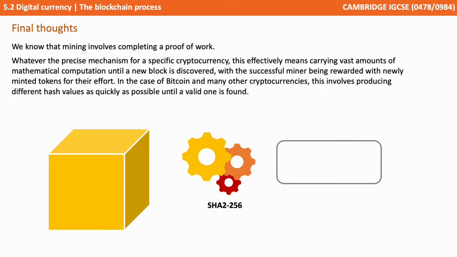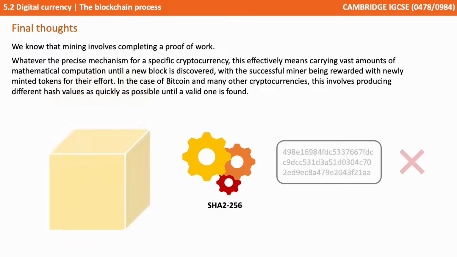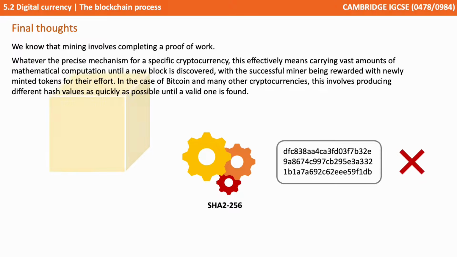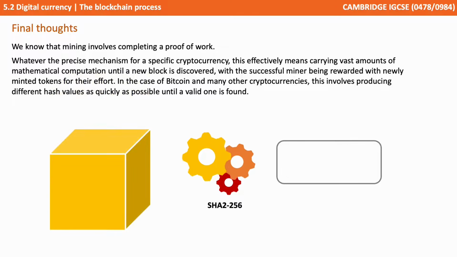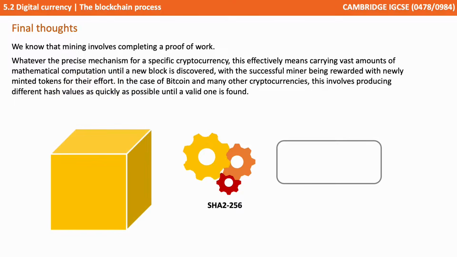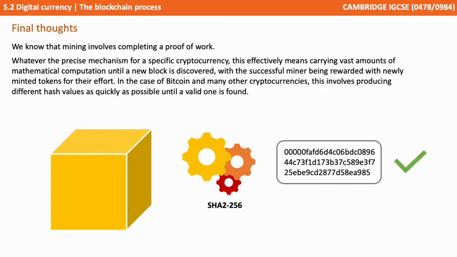Now, before we finish with this video, I want to leave some final thoughts. We know that mining involves completing a proof of work. Whatever the precise mechanism for a given cryptocurrency, this effectively means carrying out vast amounts of mathematical computations until a new block is discovered, with a successful miner being rewarded with newly minted tokens for their effort. In the case of Bitcoin and many other cryptocurrencies, this means producing different hash values again and again as quickly as they possibly can until a valid one is found.